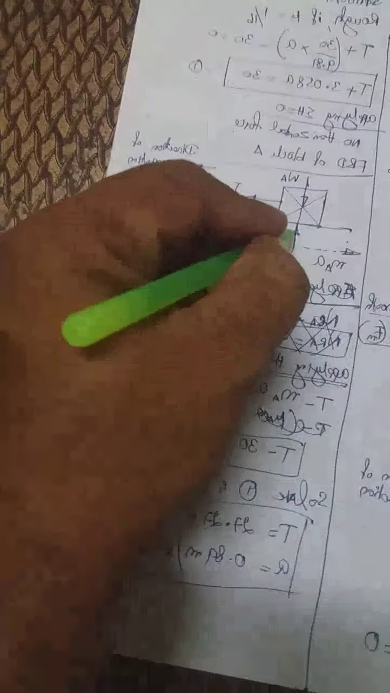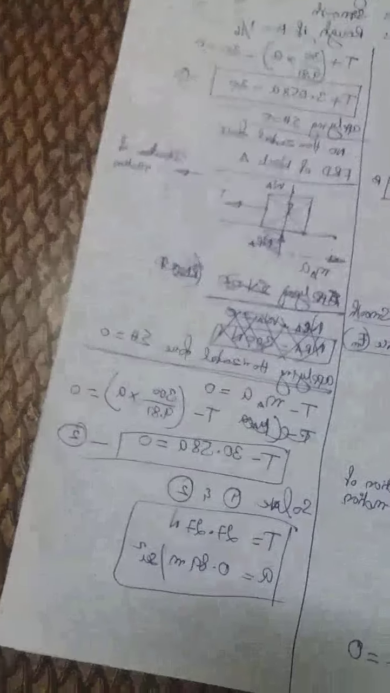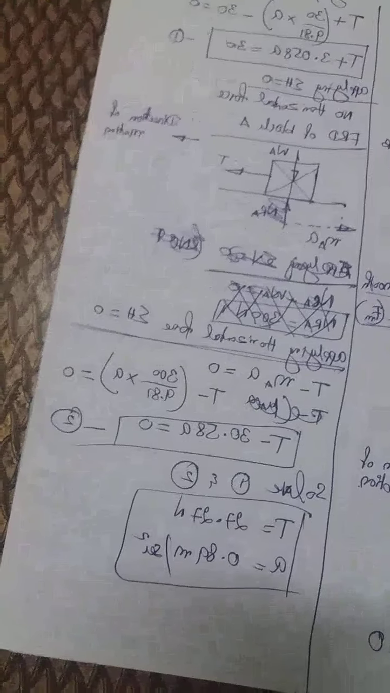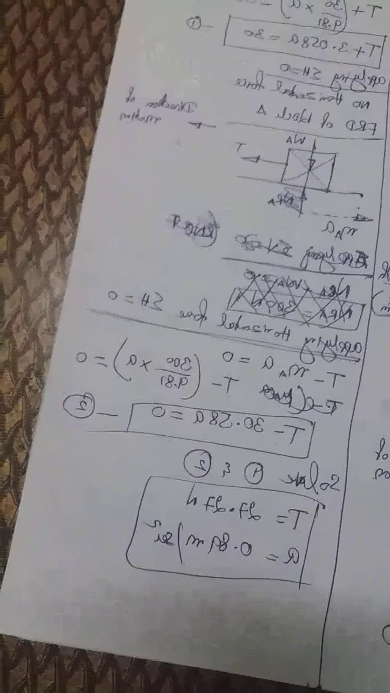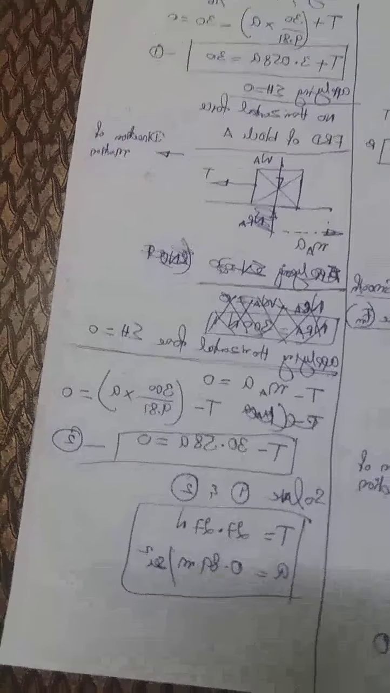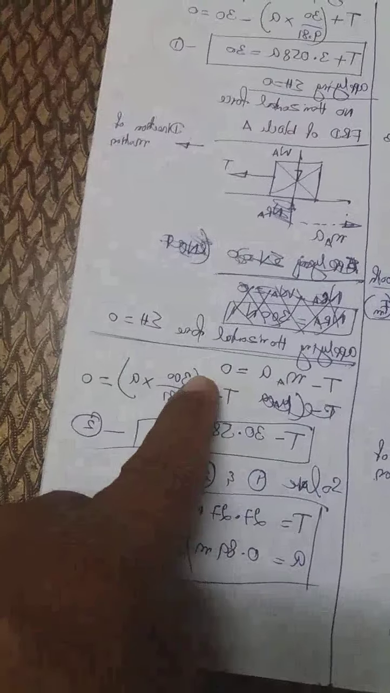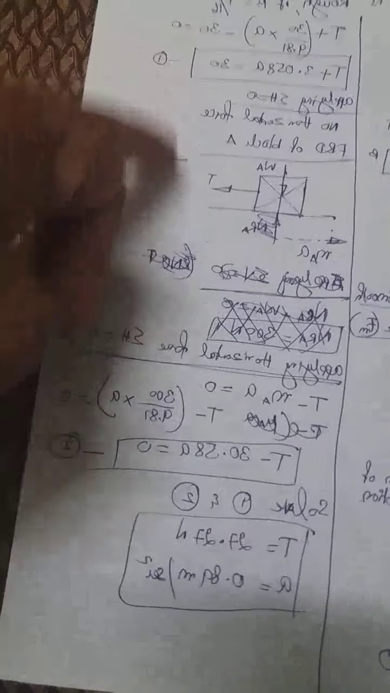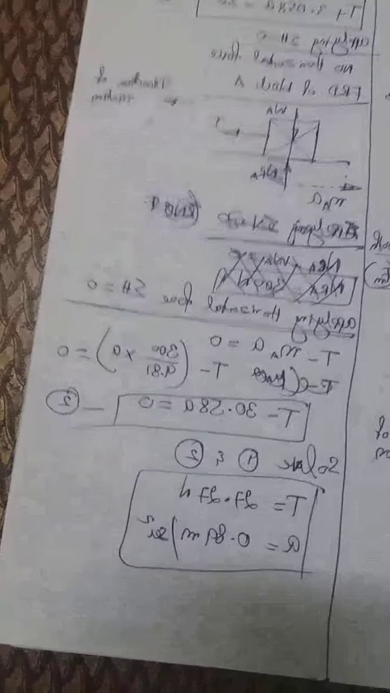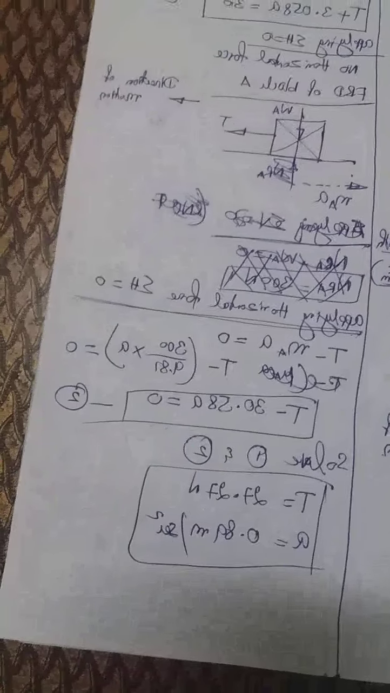No need to draw the normal reaction N_R because there is no frictional force. So the horizontal force is equal to 0. So T minus MA equal to 0. I am getting equation 2. So if I solve both equation 1 and 2, I get the value of the tension in the string and the acceleration.